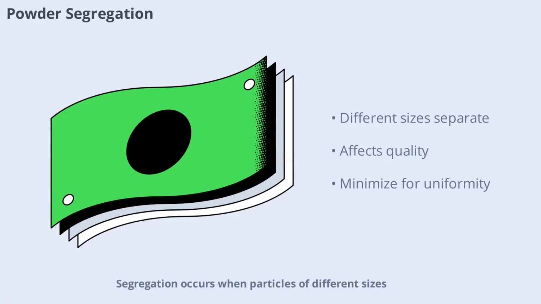Segregation occurs when particles of different sizes or densities separate during handling or processing. This can lead to inconsistent product quality and dosing errors. Understanding the factors that cause segregation helps in designing processes that minimize its impact and ensure uniformity.